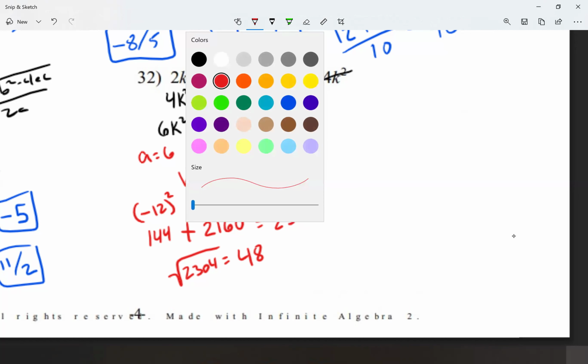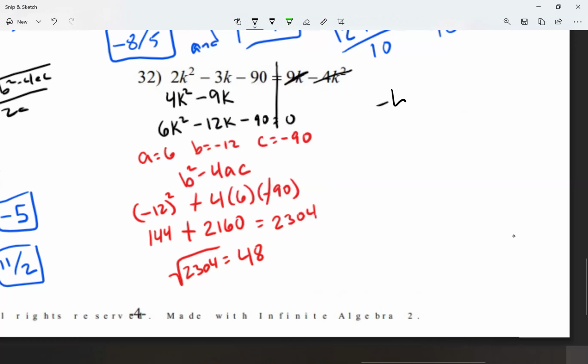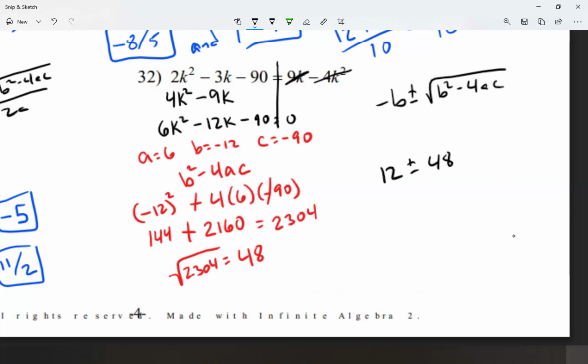Remembering our quadratic formula, I start with negative b. Remember how my b was negative 12? So the negative of a negative happens to be positive 12. And then I know I have a plus or minus. My quadratic formula has the square root of b squared minus 4ac. I'm just going to call that 48. That's what I did, I did the hard part first. And I know this is all over 2 times a. So in this case, I'm going to have all over 12. Remember how a was 6? So 2 times 6, that's how I got the 12.